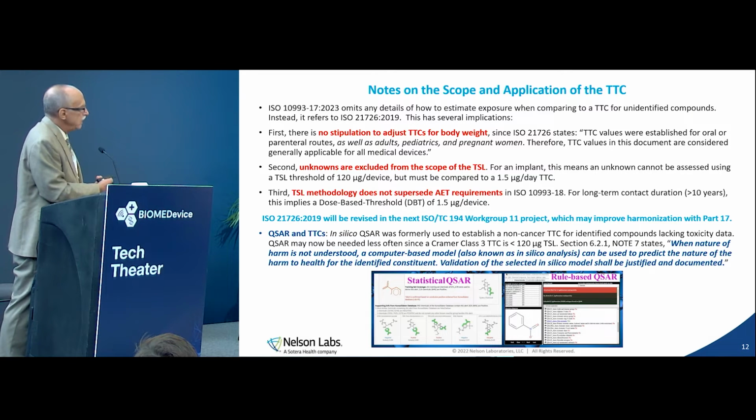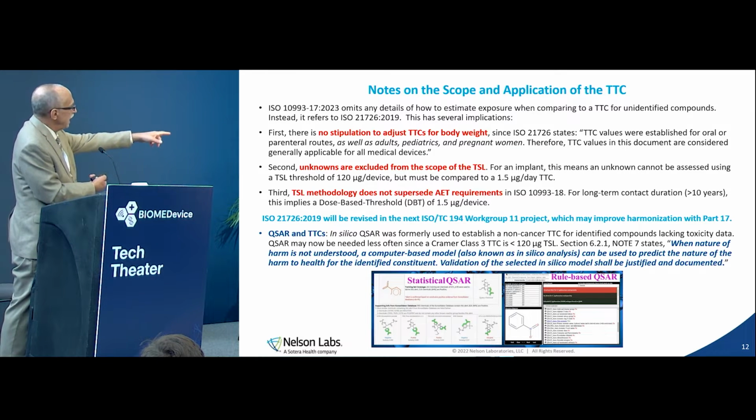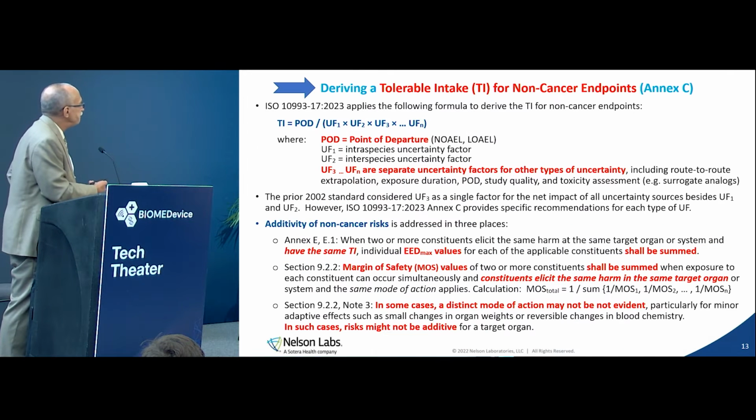Also, there's in silico methods, computer prediction of structure to establish toxicity. It was formerly used to establish a non-cancer TDC for compounds without tox data. It may be needed less often now because the old non-cancer TDC was actually more stringent than this new TSL. So we still might have to do it for high levels, but we don't do the computer prediction as often, and there's a rule-based computer prediction and a statistical base.